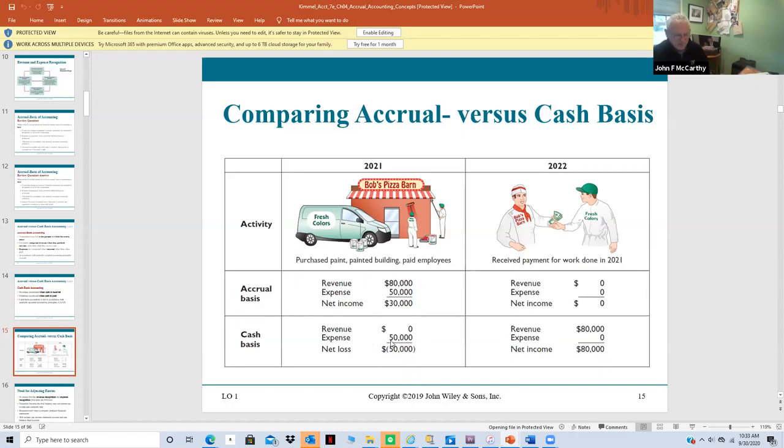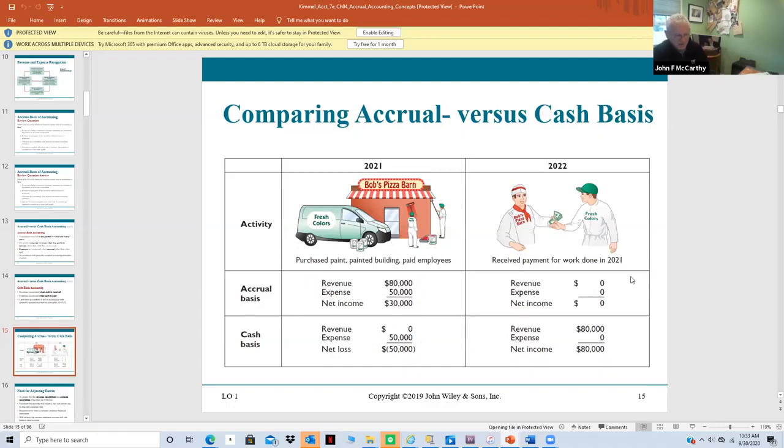But that's not really what happened. They're going to get $80,000 for this, right? The work was done, they just don't have the cash. So the accrual basis would say you have to have the revenues and expenses match up in the same period and recognize the revenue when the service is done. So even though we don't have the cash, we'll recognize the $80,000 and the expense, $50,000. That gives us net income of $30,000, all in 2021.